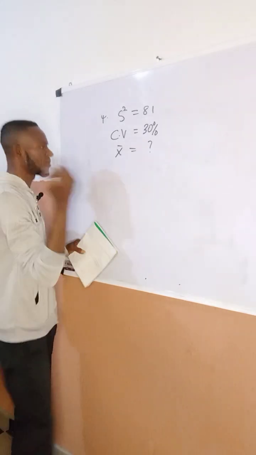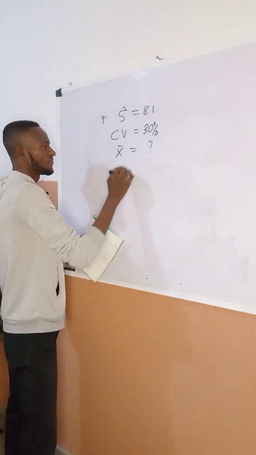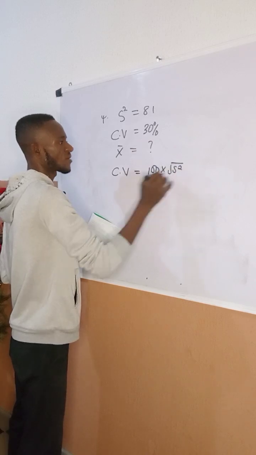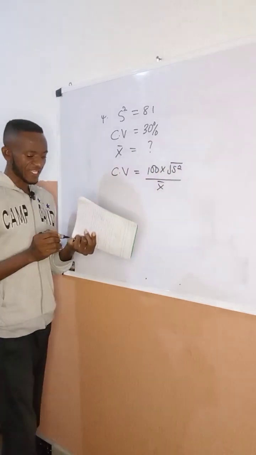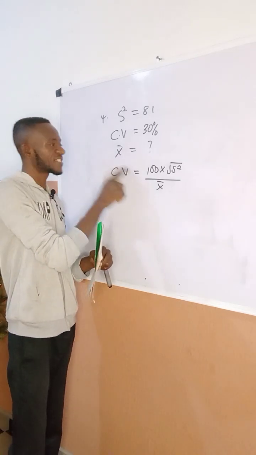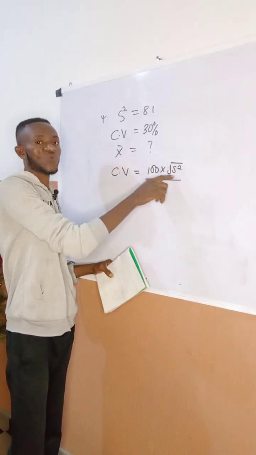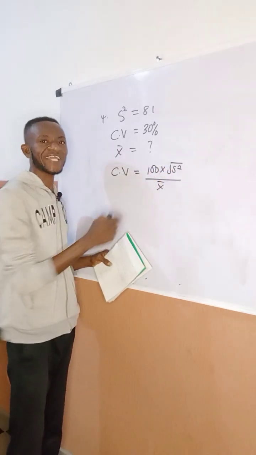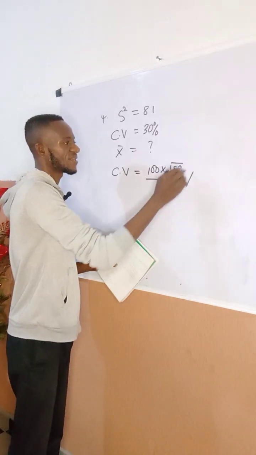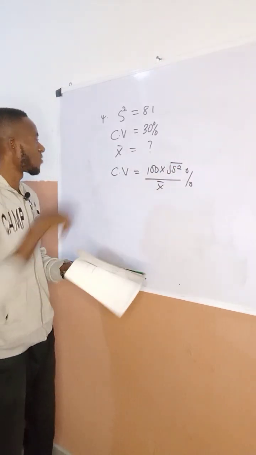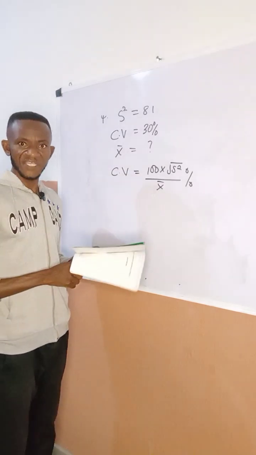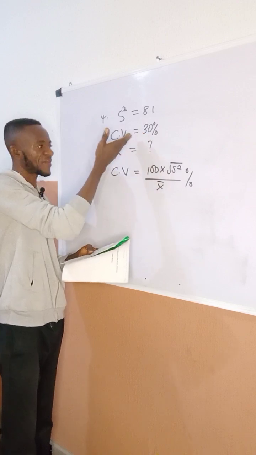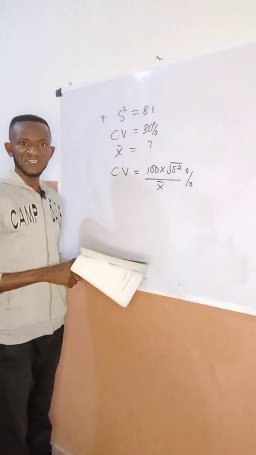So the formula we gave in that class is that C.V. is given as 100 multiplied by the square root of s squared all over x bar. That is, the coefficient of variation is given as 100 multiplied by the square root of s raised to power 2, which is the square root of variance, all over x bar. And of course, this is expressed in percentage, because the coefficient of variation is expressed in percentage. They have given me the value of variance, and they have given me the value of the coefficient of variation. What is just left is to find the value of the mean, x bar.